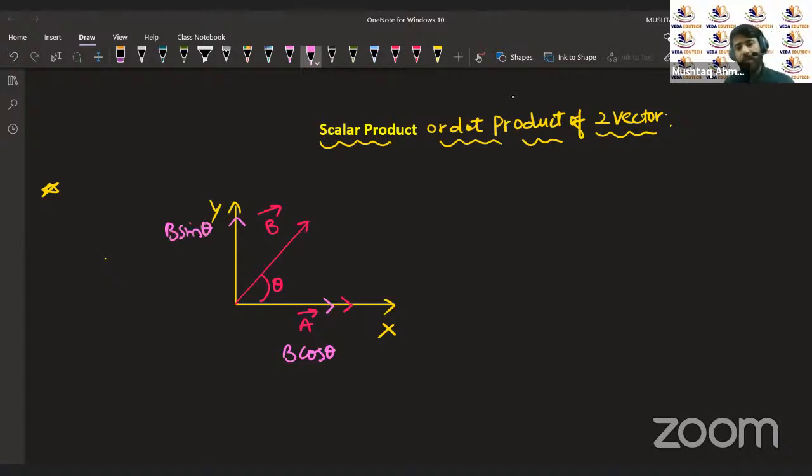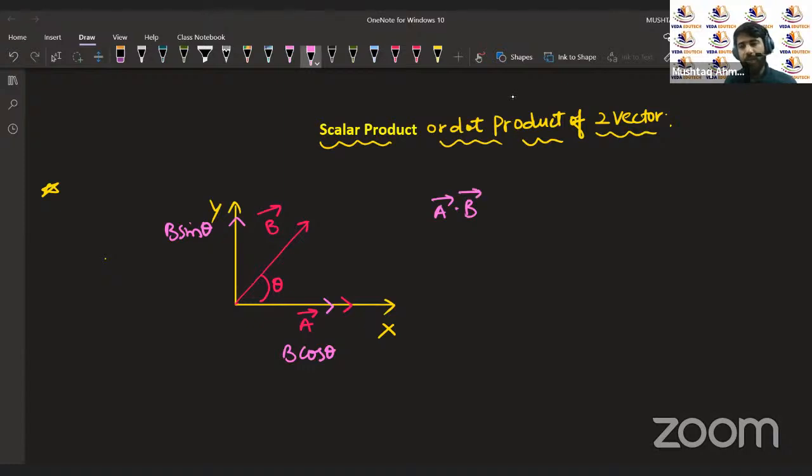So what we have done is that we have resolved vector b into two components, one component along the direction of a vector and another component perpendicular to the direction of a vector. So dot product is defined as, it's presented as a dot b.